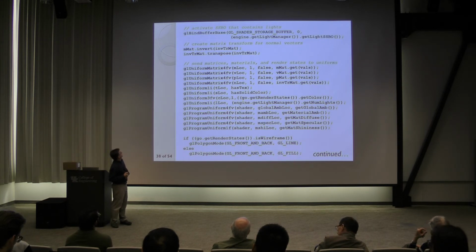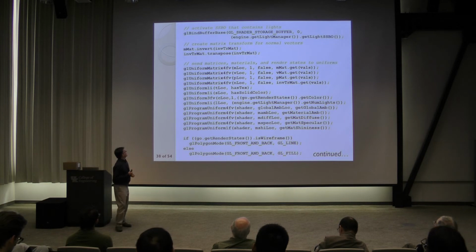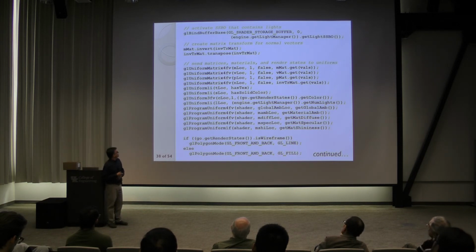You probably remember that if you are dealing with the lighting and the normal vectors, those of you in the graphics class may remember, that you have to do the inverse transpose of the model matrix for the lighting. This actually sends all the data to the uniforms.